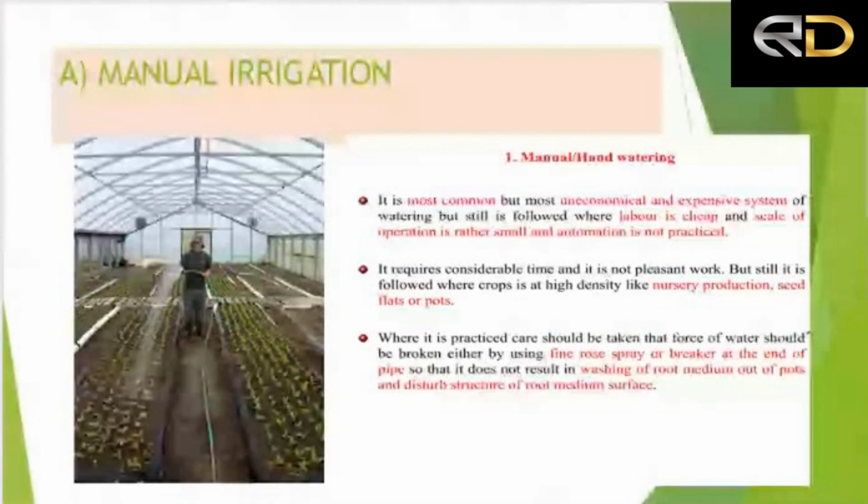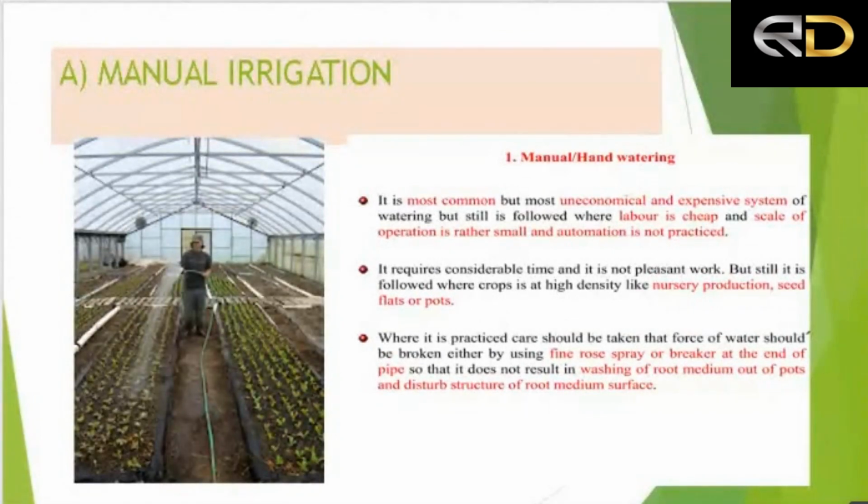It requires considerable time, and it is not a pleasant work, but still it is followed where the crop is at a high density, like nursery production. For example, if 1000 square meters of area is there and we just want to keep our cost down, that time we prefer the manual irrigation. Seed flats or pots are some of the examples where we adopt manual irrigation. It is practiced very carefully. Care should be taken that the force of water is broken, either by using a fine spray, a rose spray, or a breaker at the end of the pipe. So this is one form of manual irrigation.